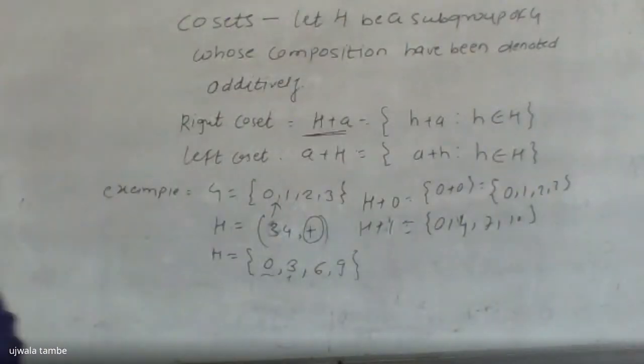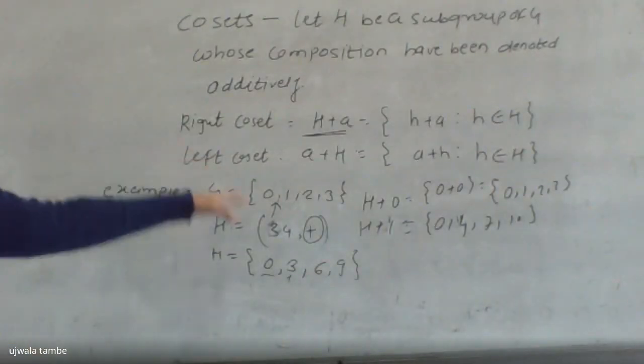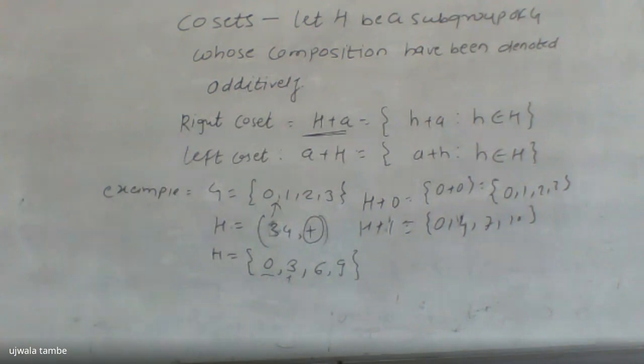Same way we can find out the values for the left coset. So this is homework for you. You have to find out the values of the left coset and check whether the values of left coset and right coset are the same. Okay. That's it for today.